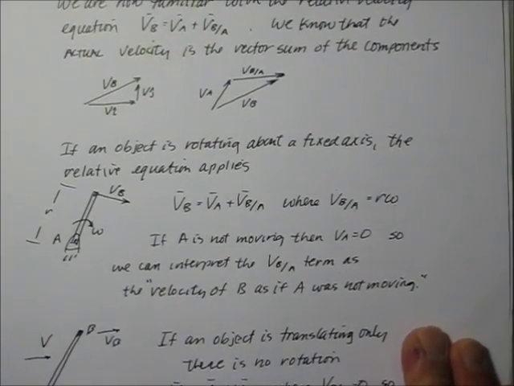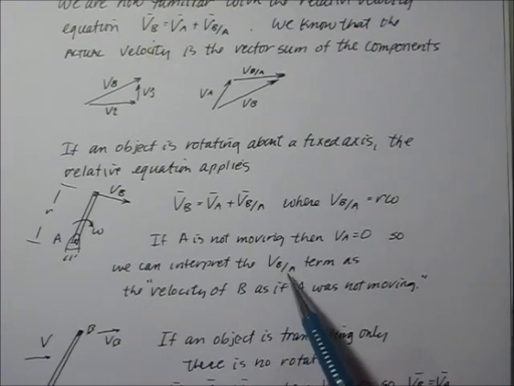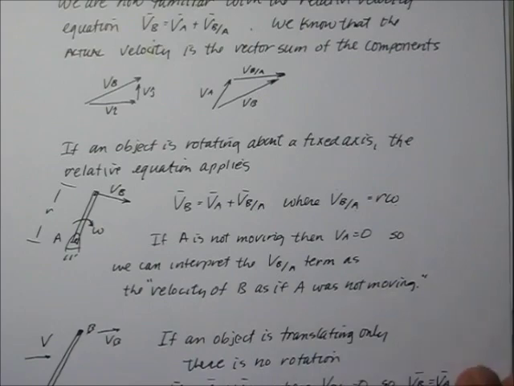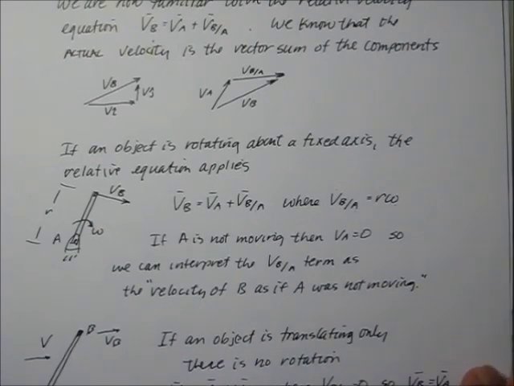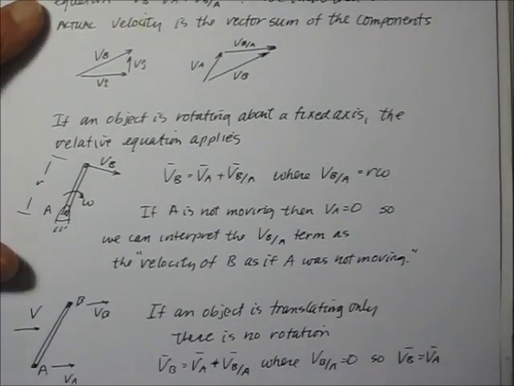Well, if A is not moving, then the velocity of A is equal to 0. So we can interpret the relative term as the velocity of B as if A wasn't moving at all. We'll use that term over and over, and I think you'll be familiar with it.